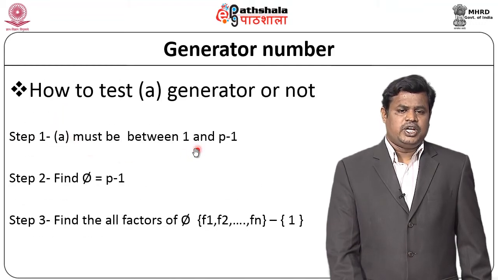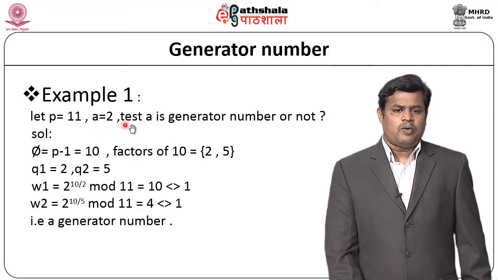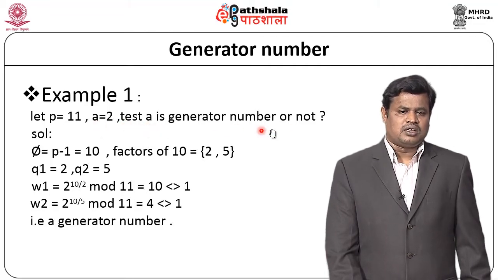So, we need to choose a value between 1 and p minus 1. Here p is 11, that means I need to choose a value from 1 to 10. Assume that I have taken a value a equal to 2. Here I want to test whether a is a generator number or not.